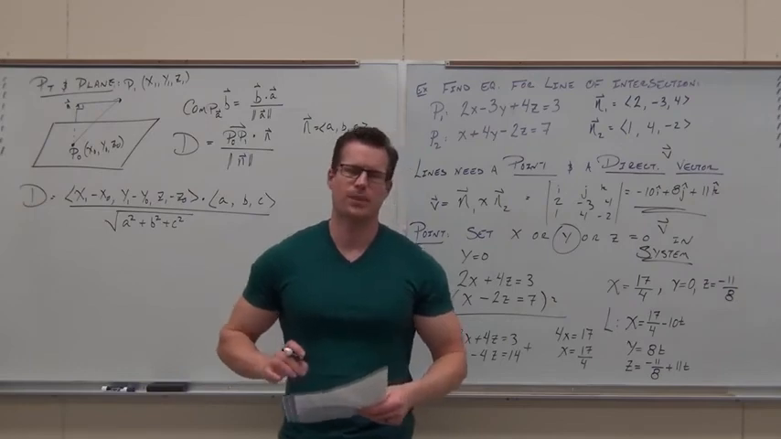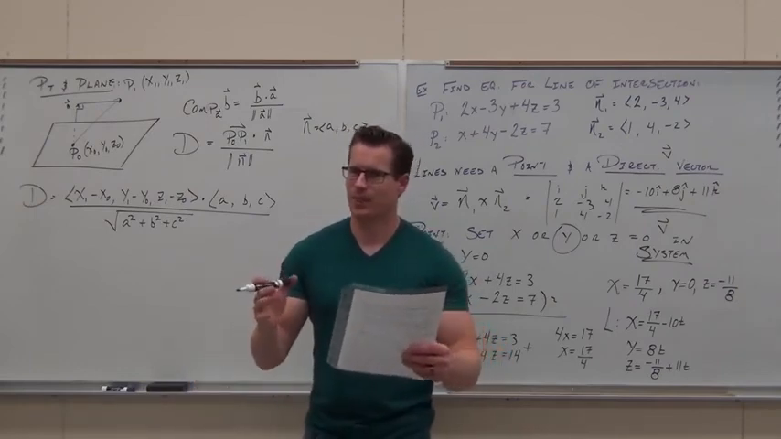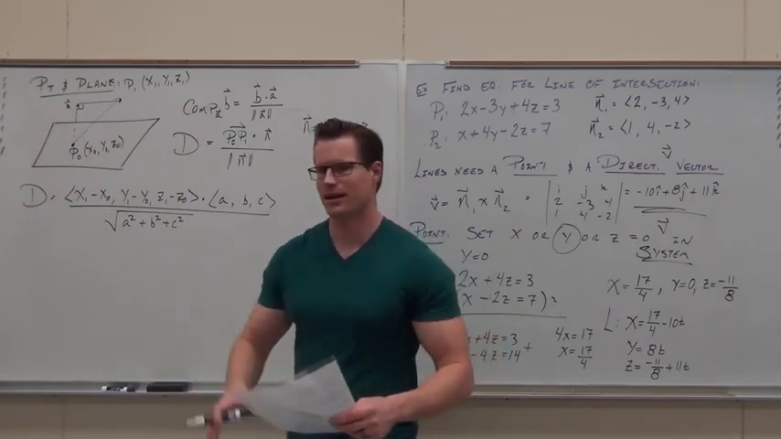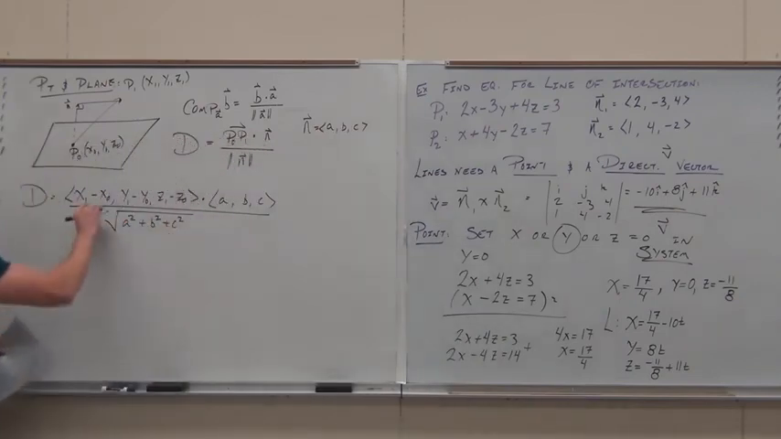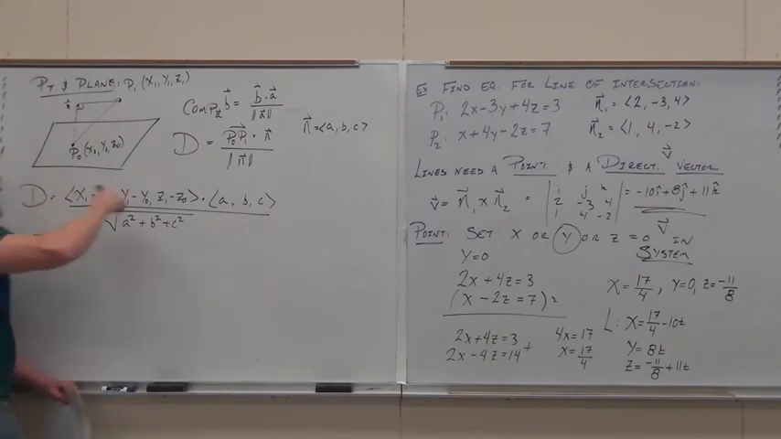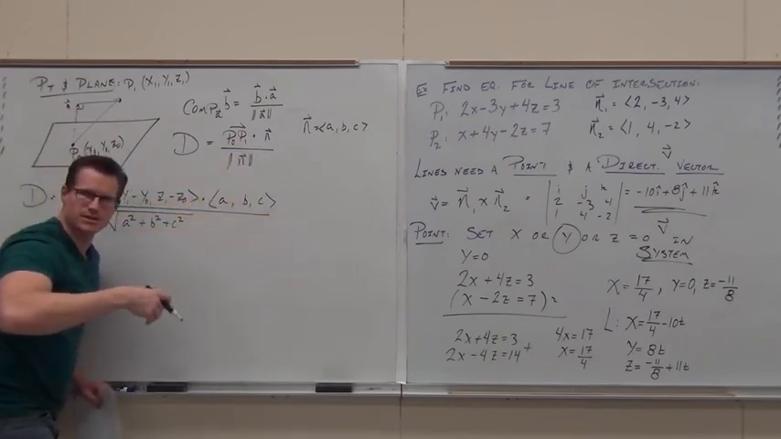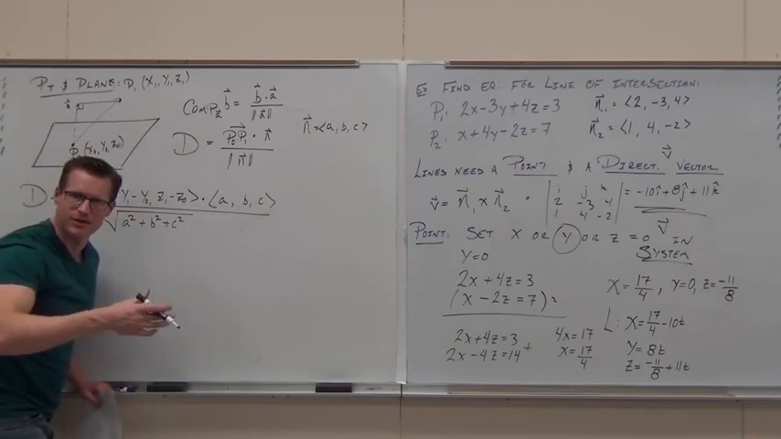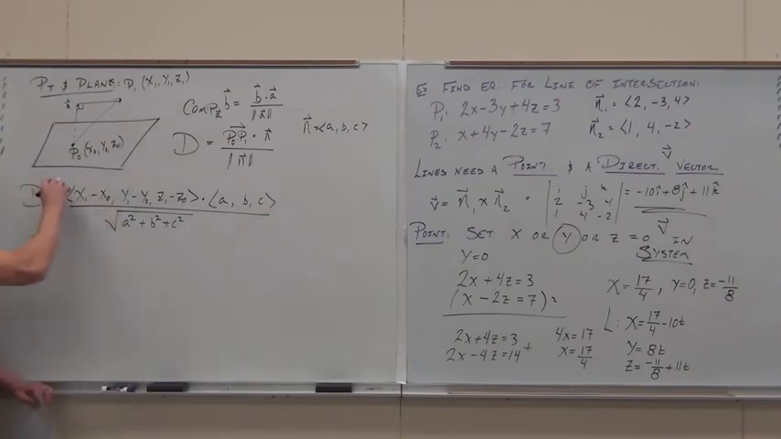This is the cool part. You're going to miss it if you blink at it. It's pretty darn neat. If you dot product this, I'm going to do one more thing here in a second. I'm going to add some absolute values because we never want our distances to be negative. That's all that's going to do.